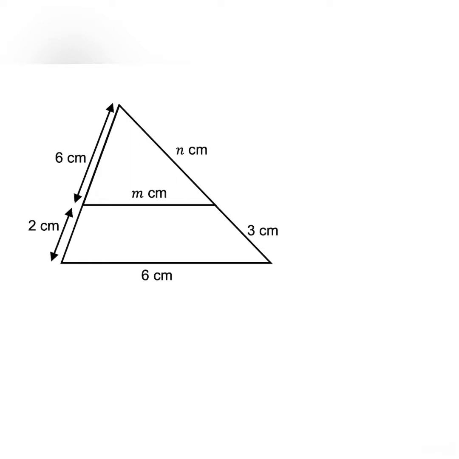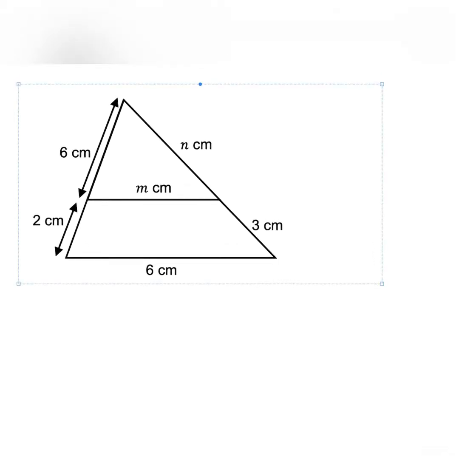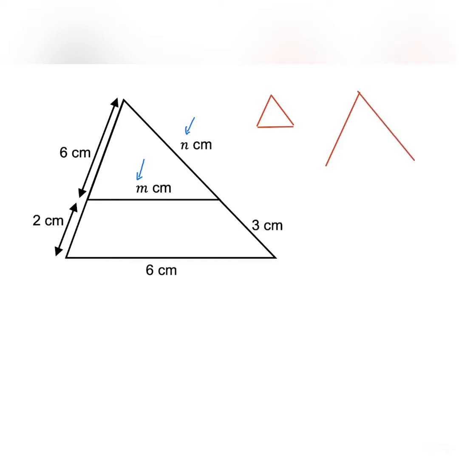Okay, moving on to the next question. So again, similar shapes, and it's best to draw them out separately. We have been asked to find this length over here, which is N, and find the length M over here. So again, I'm going to draw very quickly 2 sketches. One of them a smaller shape at the top, and the other one is the bigger shape. Okay, and just going to write down the lengths.